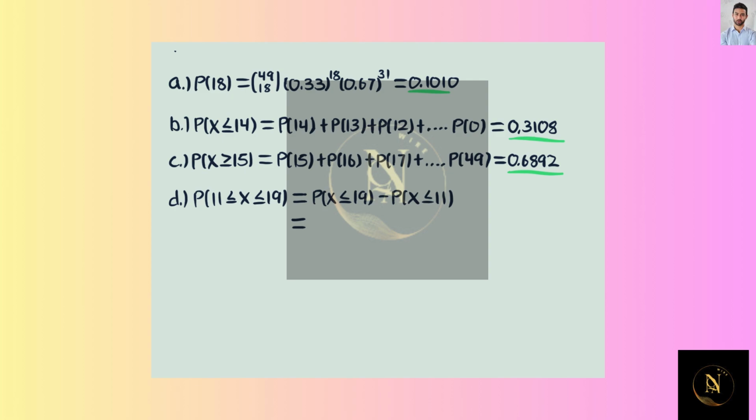All right, which basically equals 0.84418 minus our other probability, for 11, which is 0.07480. So we're going to subtract these two probabilities, and what we get is an overall probability of 0.7694. All right, awesome, 0.7694.